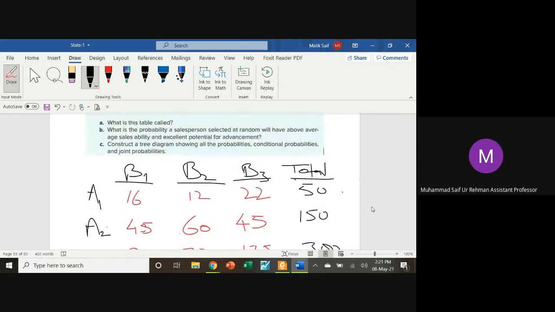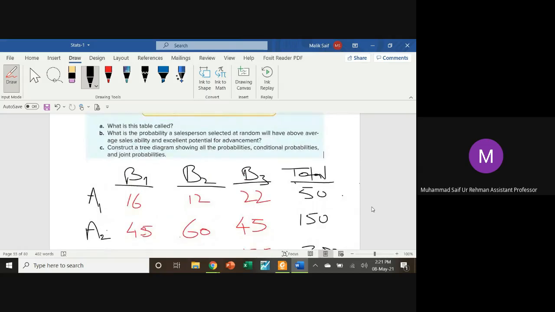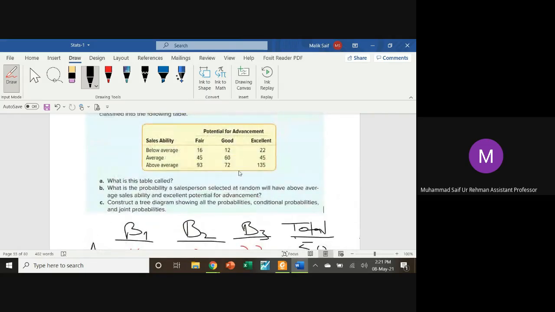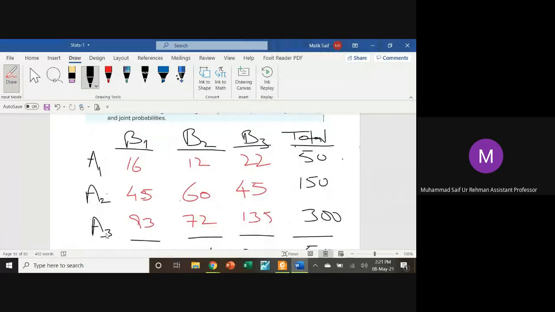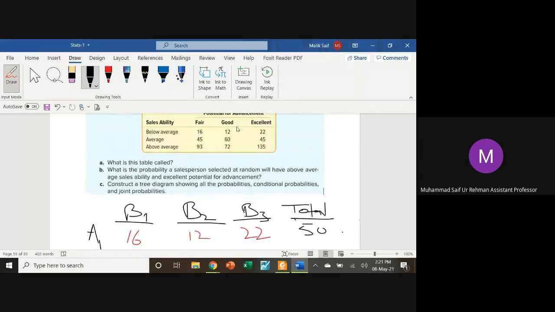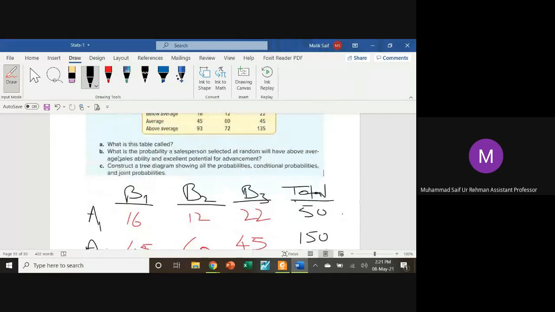So now I have defined the events. Instead of writing, let's say, good, I have written B2. Instead of writing above average, I have written A3. So A3 means above average, B2 means good, like this. So now you could easily answer the question.